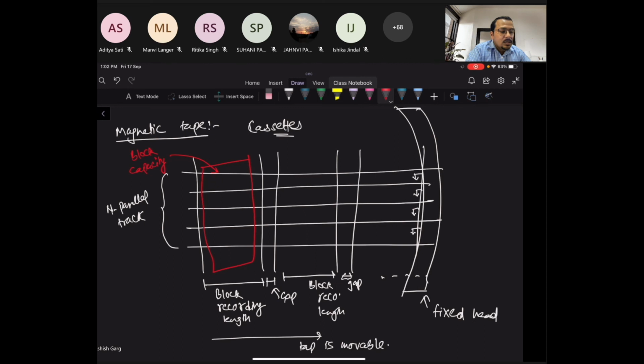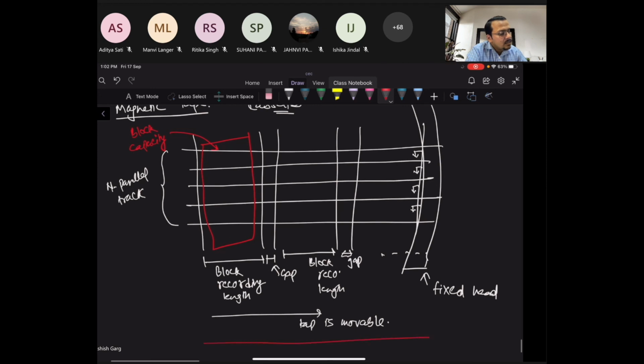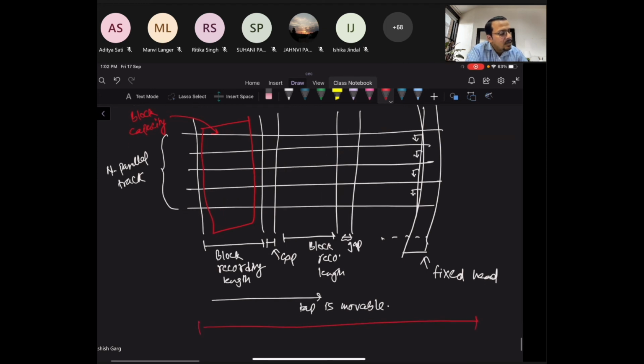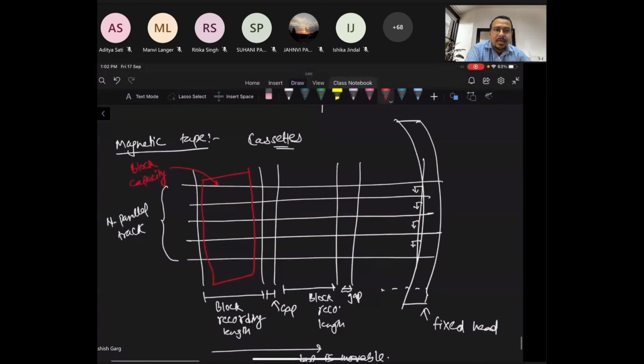Okay, this is how our magnetic tape is divided, and this magnetic tape has a length. Let's say it is till here. This has a length of L. This length can be like 2400 feet or 2400 meters. This length of tape can be so large. Okay, this is how magnetic tape is organized.